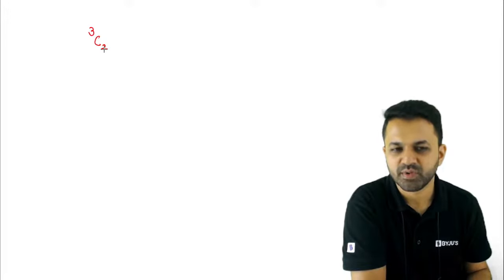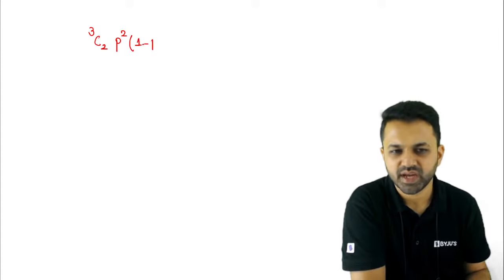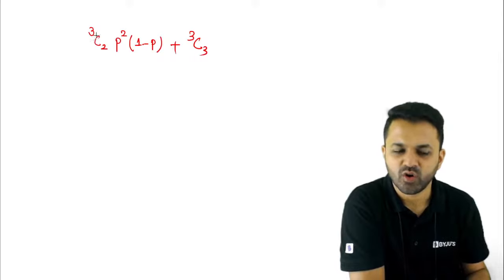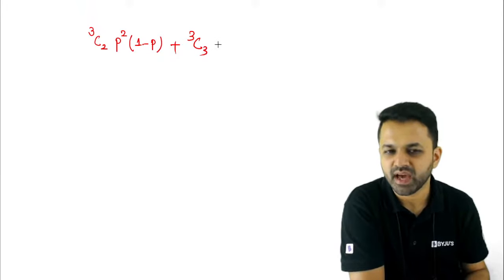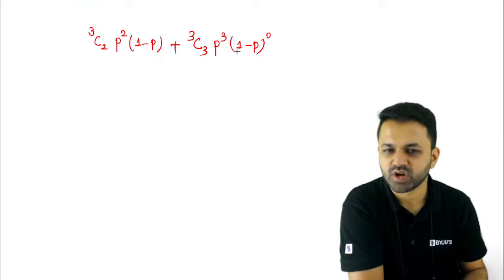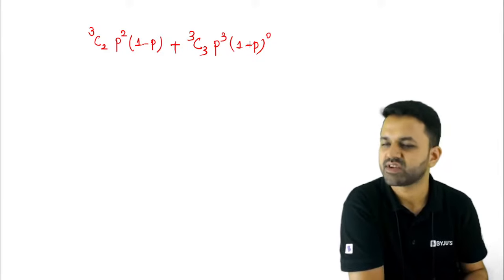So out of three bits, two bits are in error, and the probability of error is p. So this is p to the power 2 and 1 minus p. Then all three bits are in error. So out of three bits, all three bits will be in error. Then it is p cube and 1 minus p to the power 0, because there is no correct data. If all three bits are in error, then no bits are correctly received.